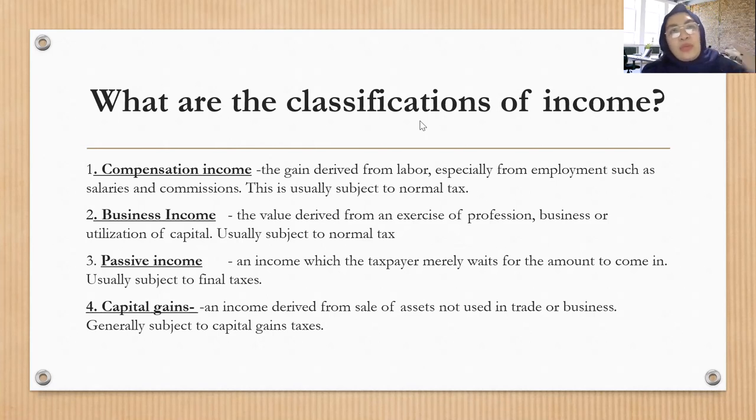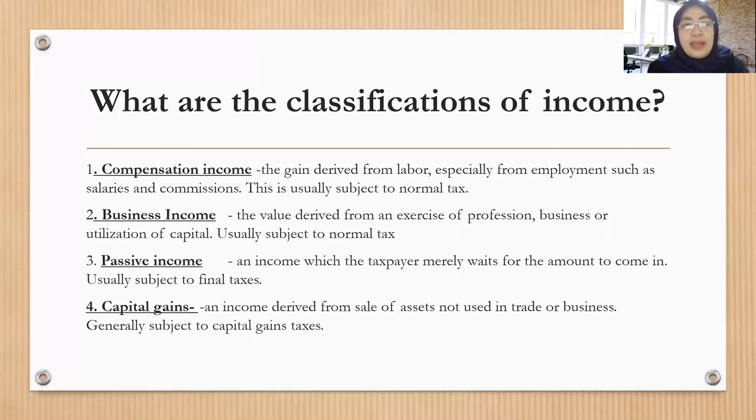You may be so used, from your readings on income taxation, to hearing that all passive income or all capital gains are subject to final tax. That's why I would like to emphasize it as early as now. Take note, class, that later on, when we differentiate the classes of individuals, there are passive income and capital gains that are subject to normal tax, meaning they are included in your income tax return, okay?